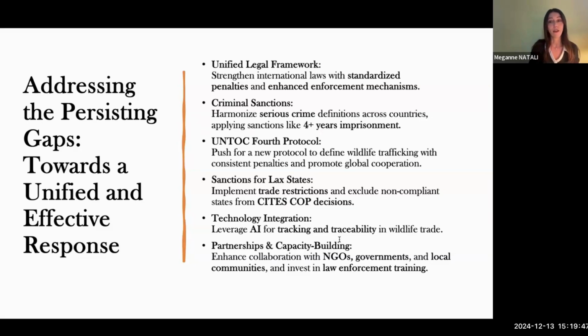Also, the integration of advanced technologies, such as artificial intelligence, can enhance tracking and traceability within supply chains. Additionally, fostering partnerships between governments, NGOs, and local communities is vital to strengthen conservation efforts and promote sustainable livelihoods. Finally, targeted capacity building initiatives for law enforcement and judiciary personnel, coupled with increased public awareness, can bolster efforts to dismantle trafficking networks.